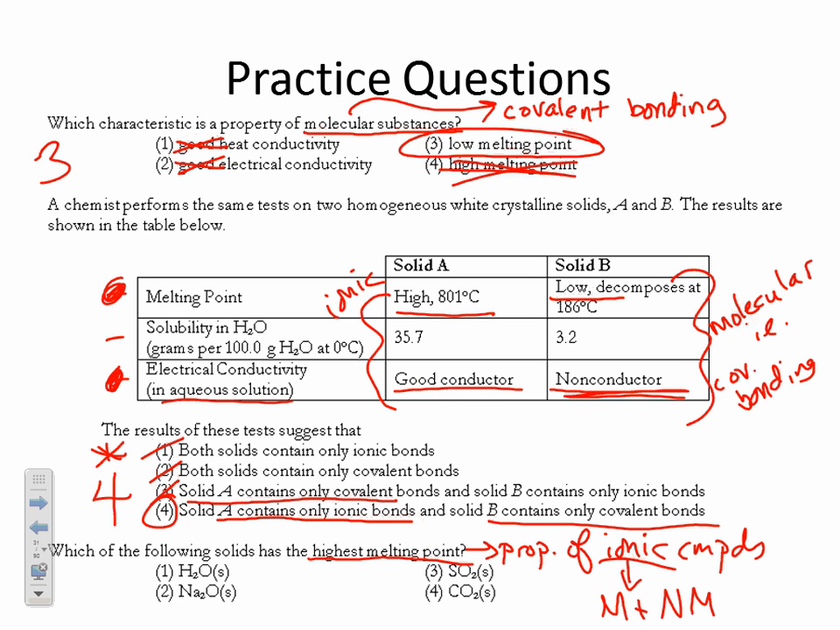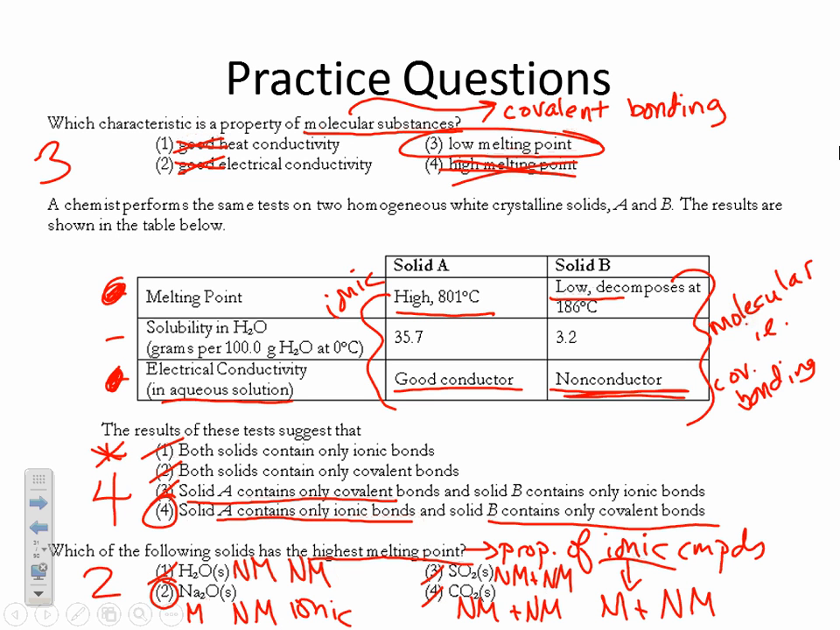Choice 1, hydrogen and oxygen. Hydrogen is a non-metal, so is oxygen. So that is a molecular compound with covalent bonding that does not have a high melting point. Choice 2, sodium is a metal, oxygen is a non-metal. That's ionic, so that works. Just to look at the other options, 3, sulfur and oxygen, those are two non-metals. That's covalent, so it's not going to have a high melting point. And 4 is carbon and oxygen. Again, those are two non-metals. So the correct choice is choice 2.